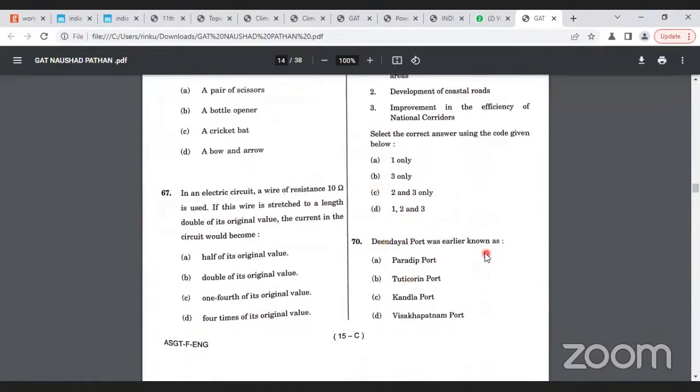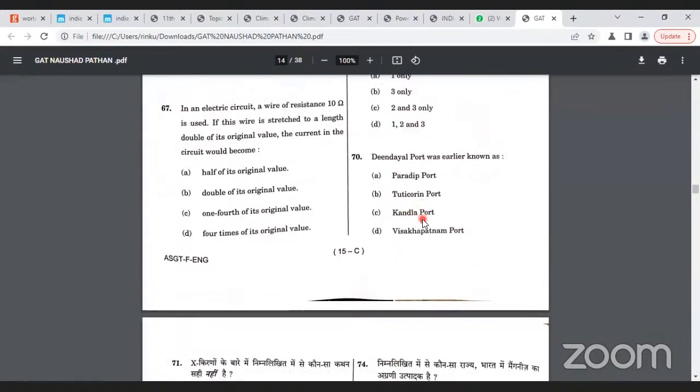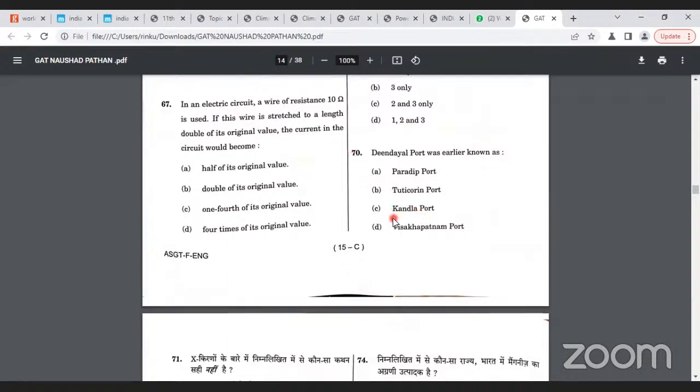All right. Deen Dayal Port was earlier known as Kandla Port. Kandla Port in Gujarat was the one that has been renamed as Deen Dayal Port. That's the port you're looking for. So for question number 70, it's option C.